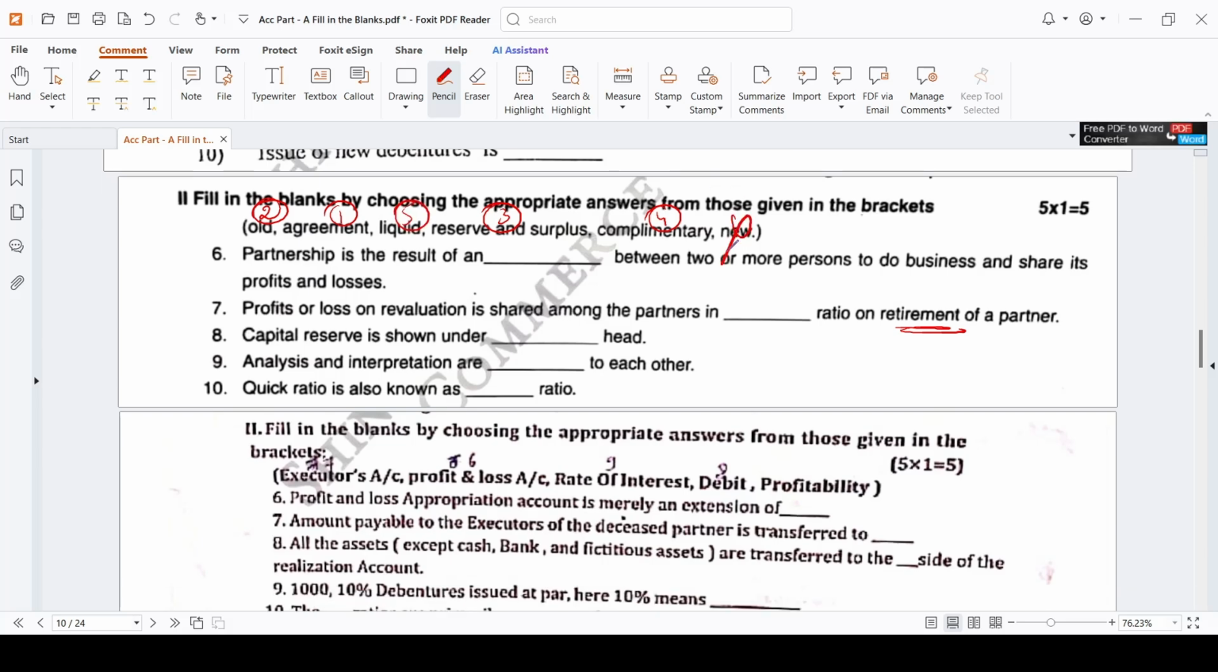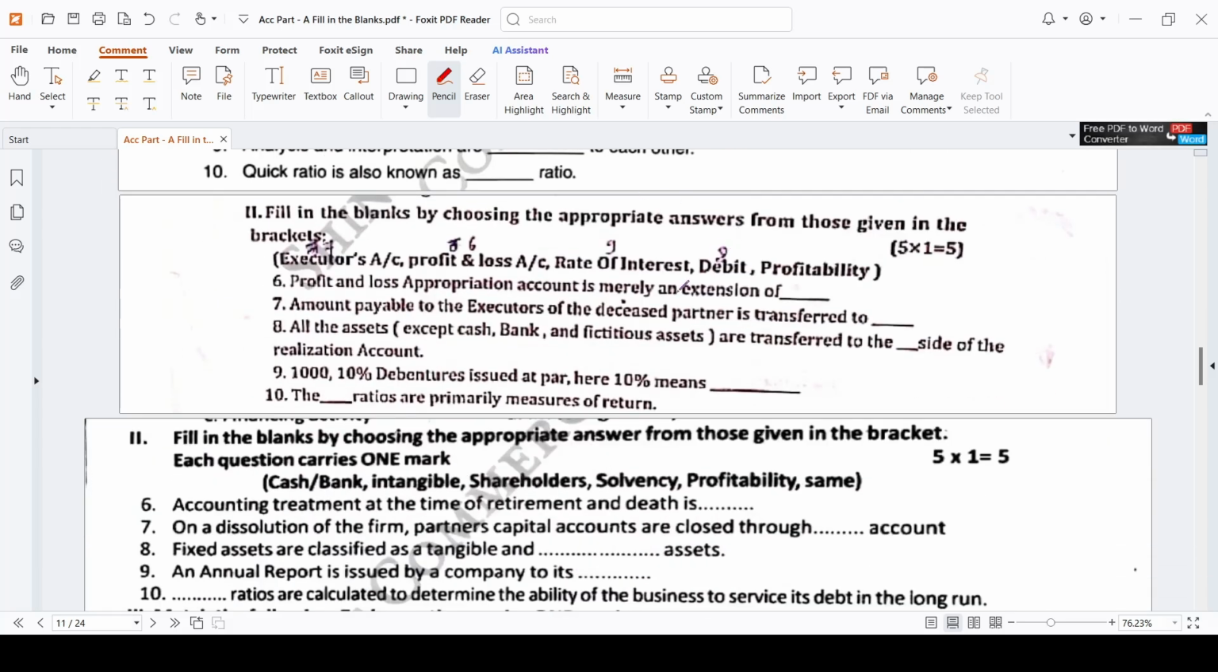New is not the answer. Profit and loss appropriation account is merely an extension of profit and loss account. Amount payable to the executors of the deceased partner is transferred to executor's account. All the assets except cash, bank and fictitious assets are transferred to the dash side of the realization account. First it will be transferred to the debit side of the realization account.